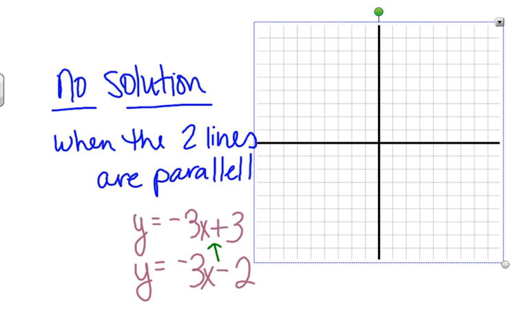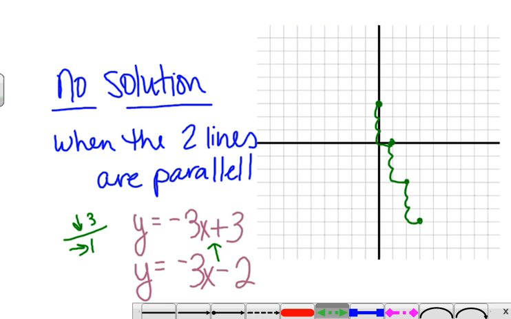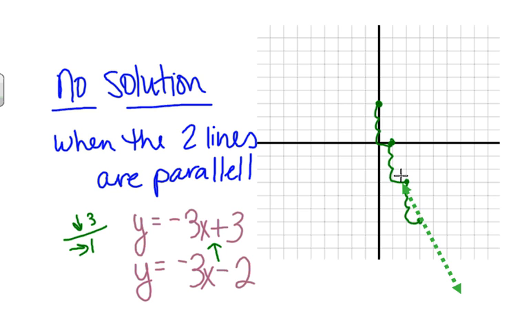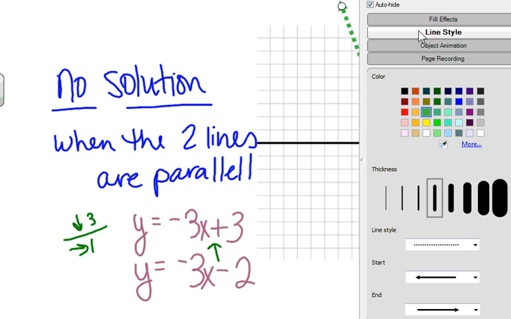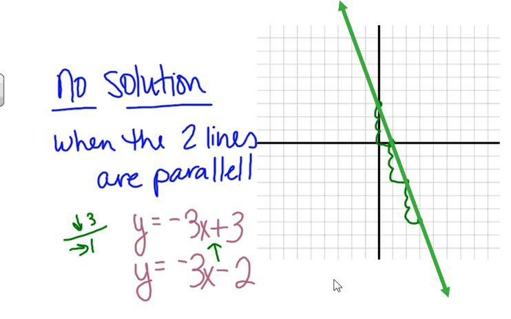Again, we'll go with this one first. Since it's plus 3, my y-intercept is 3, so I'm going to go up 1, 2, 3. I've got a slope of negative 3, which since it's negative means I'm going to go down 3 and positive 1. So 1, 2, 3 over 1, and again. I'm going to connect my dots. Since it's equals, I need to make sure that it's not dashed. It's actually going to be solid. There we go. That's better.